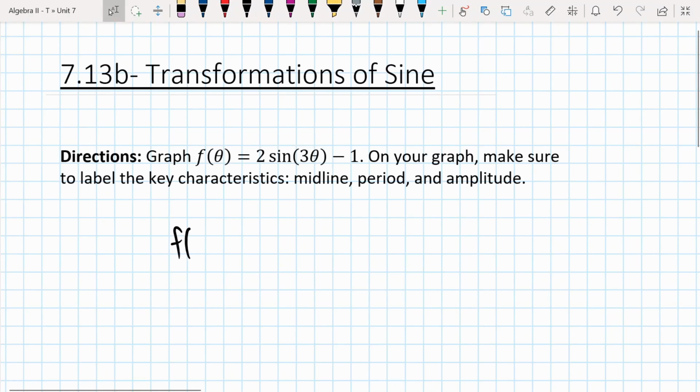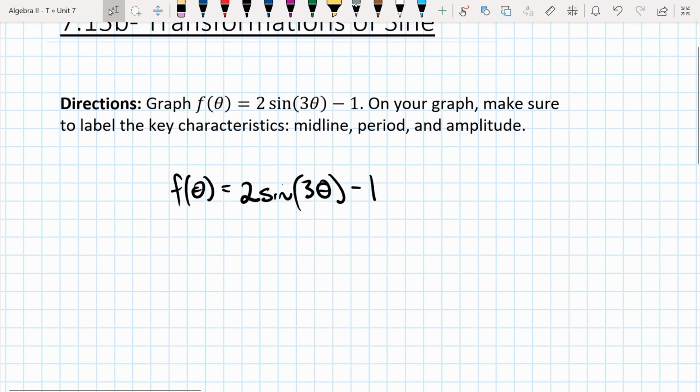So f of theta, that's our variable. You can think of theta as just like an x value here. So if you want to replace theta with x just to make it easier, you can, but just recognize that it's a variable. Okay, so there's going to be a few different things we're going to do here. And the key here is to identify the key characteristics before we try to graph this function. Let's start with the midline. That's usually the easiest.